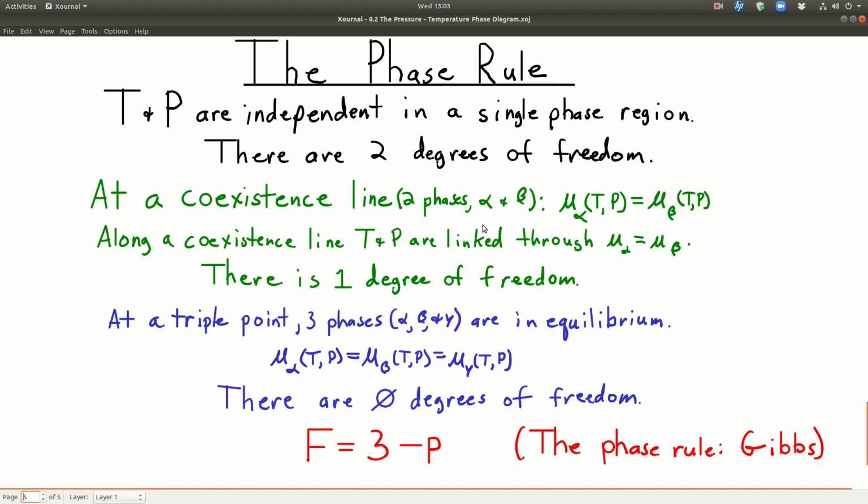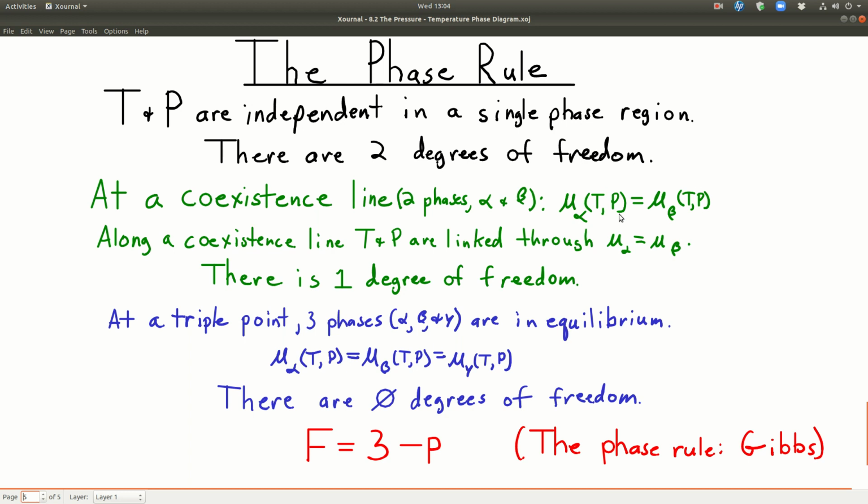So Gibbs, William Gibbs, came up with the phase rule. And here it's pretty simple, but here's how it goes. We're going to use this later on. So in a single phase region, where it's just solid, or just liquid, or just gas, there's 2 degrees of freedom. The degrees of freedom are how many independent variables there are needed to describe the system. So temperature and pressure are independent in a single phase region, 2 degrees of freedom. Along a coexistence line where the 2 phases are in equilibrium, we have an additional restraint.